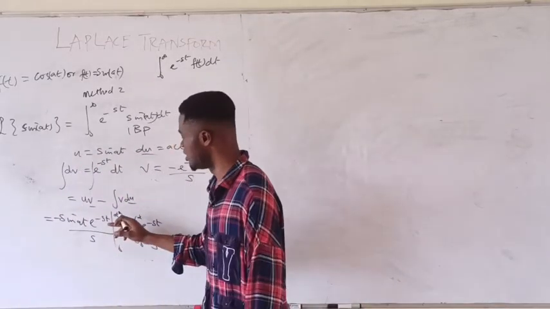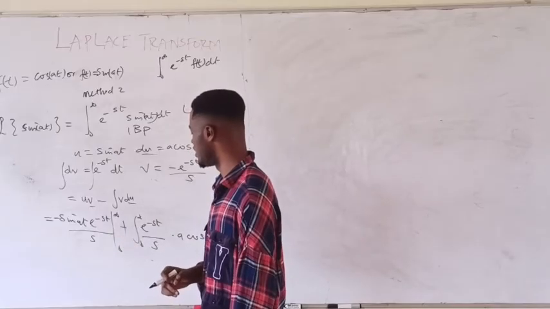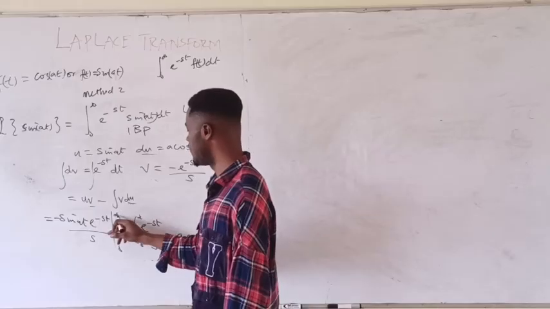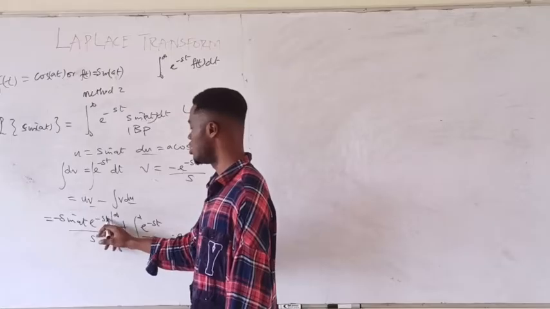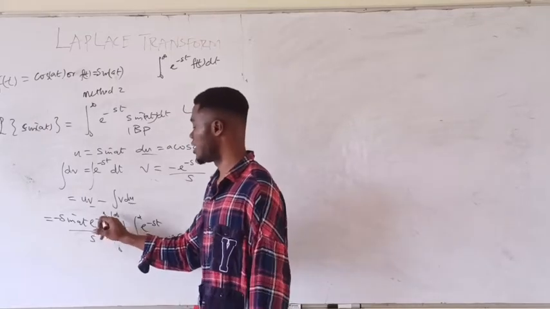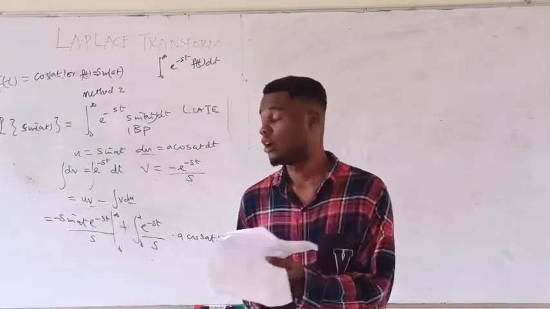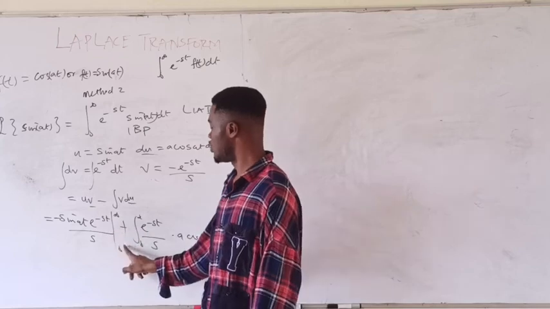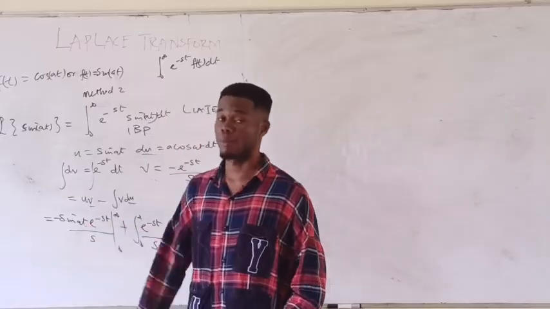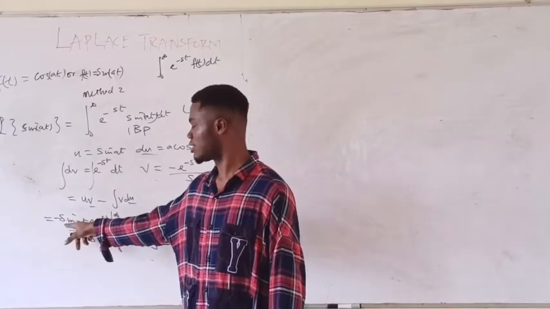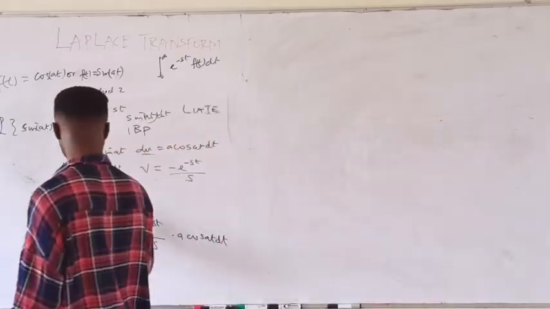So we know that this limit now is from 0 to infinity, right? This is from 0 to infinity. So if I impute infinity into the value of uv, I'm going to have 0, because the exponential of minus infinity is going to give me 0. Then if I impute the value of 0 into the exponential of minus st, I'm going to have 1. But if I press sine of 0, I'm going to have 0, because sine of 0 is going to give me 0. Hence, this limit goes to 0.